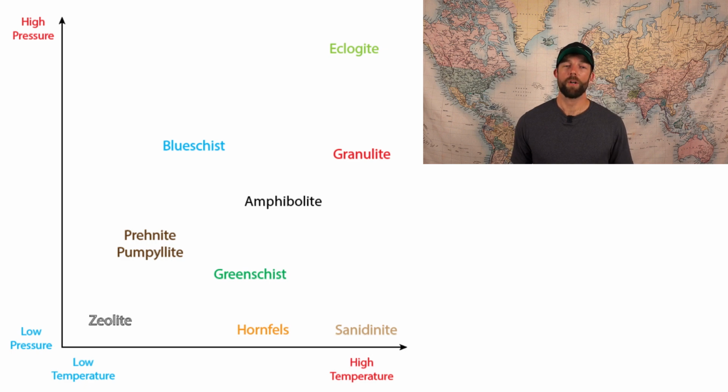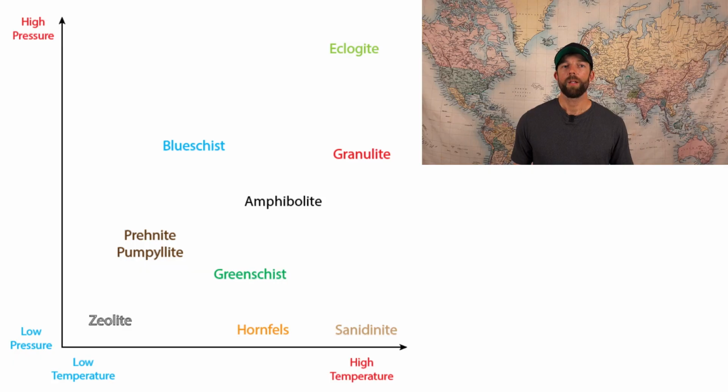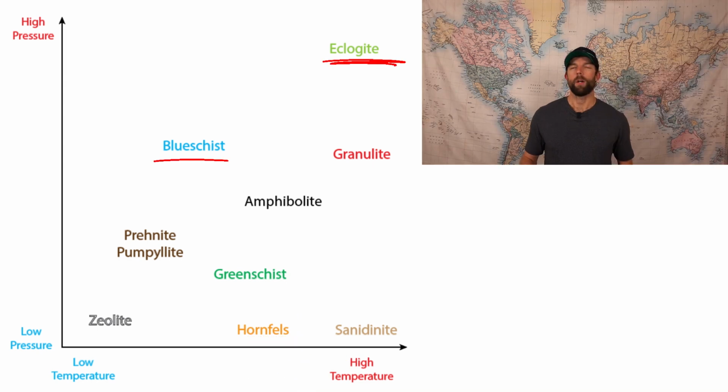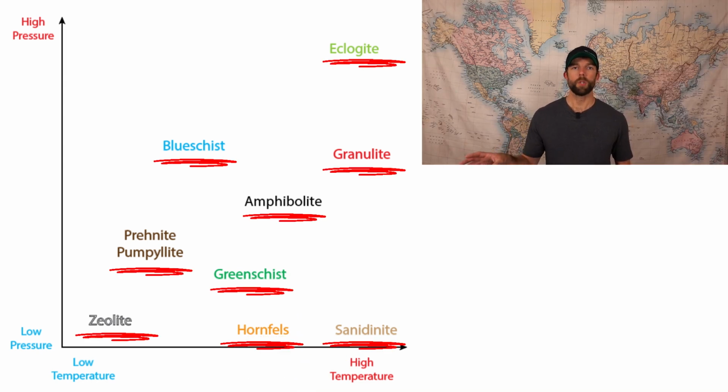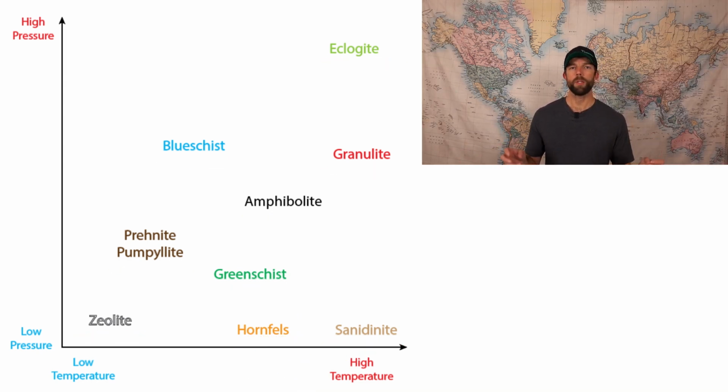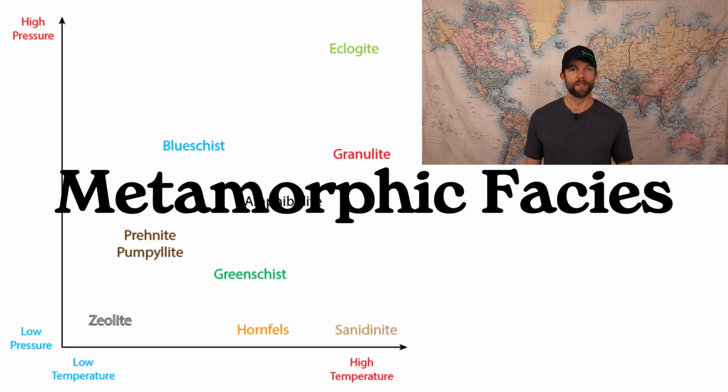Take a look at this chart. Here, pressure increases as you go up the y-axis, and temperature increases as you go up the x-axis. All the funny names in the chart just represent the known conditions where certain metamorphic rocks like to form. We call these metamorphic facies.